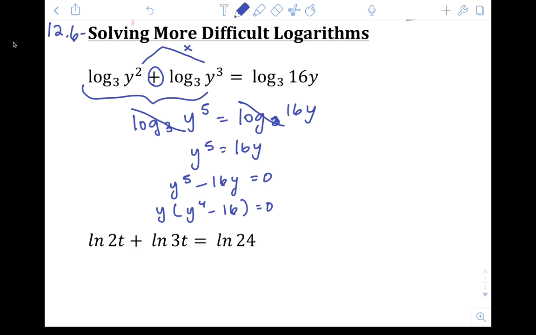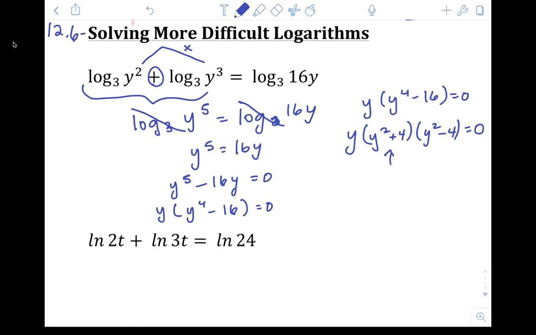So I'm going to just put this up here off to the side. We've got y. We have y to the 4th minus 16. So if you take your y to the 4th and your 16, a perfect square minus perfect square. Well, the square root of y to the 4th would be y squared. The square root of 16 is 4. And remember, one gets a plus and one gets a minus. This one can't go any further because that's a perfect square plus perfect square, and you can never factor those.